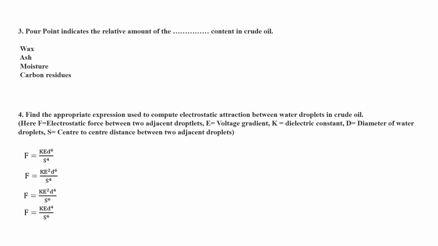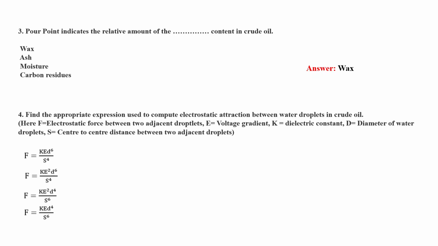Coming to the third question: pour point indicates the relative amount of the dash content in crude oil. Anyone? The answer to this is wax, as I told, that the pour point tells about the minimum temperature at which the crude oil ceases to flow. So if wax content is present, it will cease to flow faster.